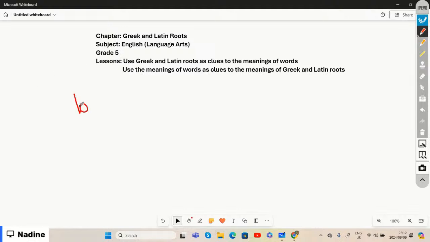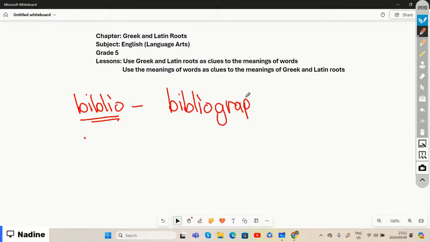So it's biblio, right? And biblio is the Greek or Latin root. The meaning of biblio, we said, has to do with books, or of books. And a word that we can use, we said, is bibliography, right?